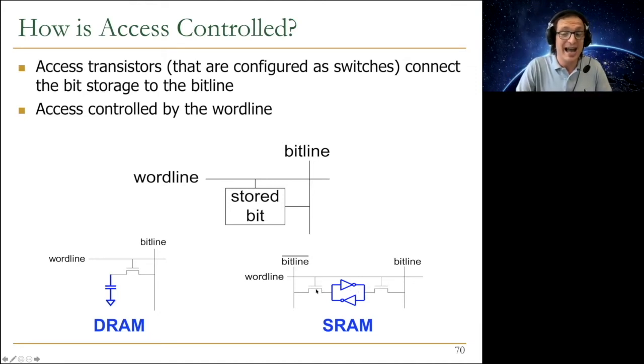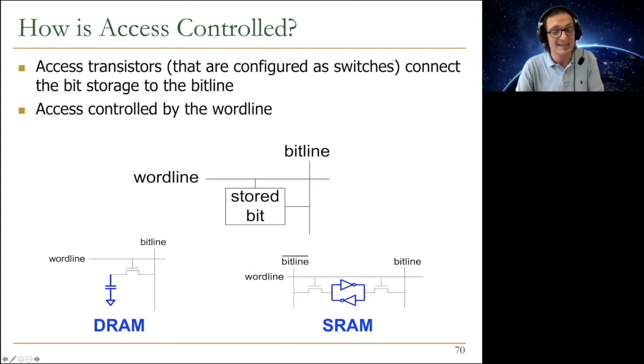You can see that there are two access transistors in this case. One of them reads the positive value, and the other reads the complement of the value. One of them reads the stored value, and the other reads the complement of the stored value. Clearly, that's what you do in a cross-coupled inverter. Here you have the stored value. Here you have the complement of the stored value.